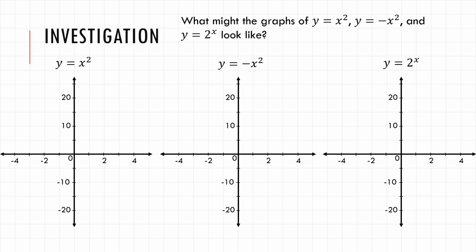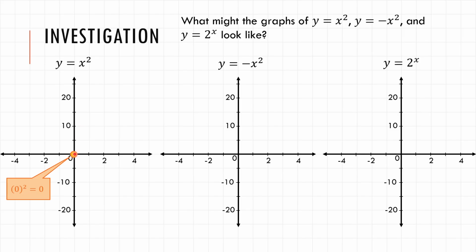In this investigation, we're going to compare three graphs. We're going to say, what might the graphs of y equals x squared, y equals negative x squared, and y equals 2 to the power of x look like? Now, when we're looking at y equals x squared, the easiest point to plot is, of course, the point at the origin. When x is 0, 0 squared is equal to 0. So (0, 0) is one of those coordinates.